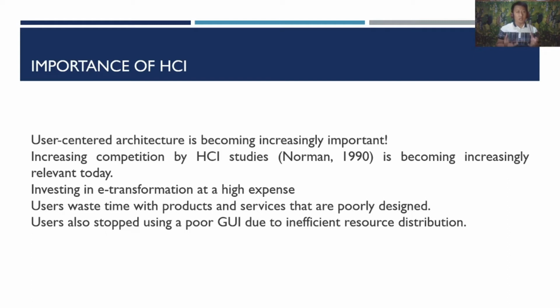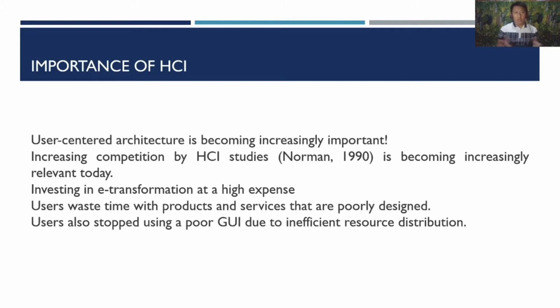Okay, that is why we always need to consider the capacity of the user, who is the one going to interact with our system. It's because a lot of us now are using computers and gadgets. So that is why we need to have a user-centered architecture. We need to boost our knowledge to improve the interaction between the user and the computer. Alright, increasing competition by the HCI studies, Norman 1990, and it becomes increasingly relevant today.